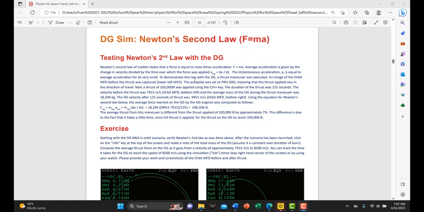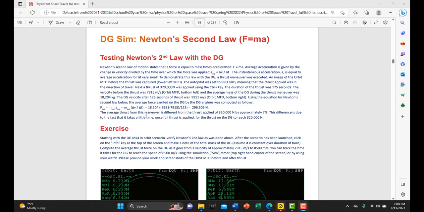Here are the instructions for doing that, okay, and here is the exercise. So you're going to confirm, this is going to be the average force or thrust, right? Thrust is a force. Is equal to the average mass. Of course, as you're burning fuel, the mass of the Delta glider is changing, but it doesn't change that much for a pretty short burn, times the average acceleration. And of course, average acceleration is the change in the velocity over the change in the time.